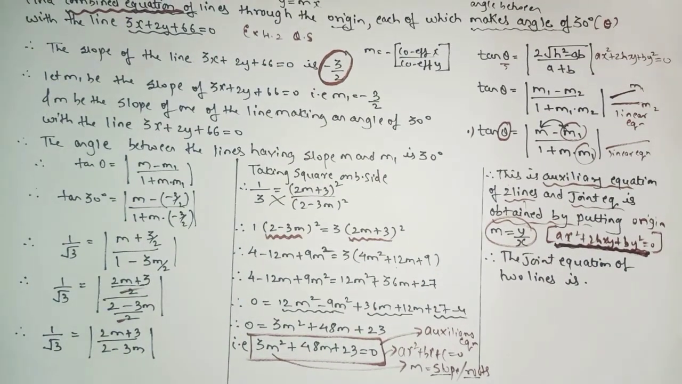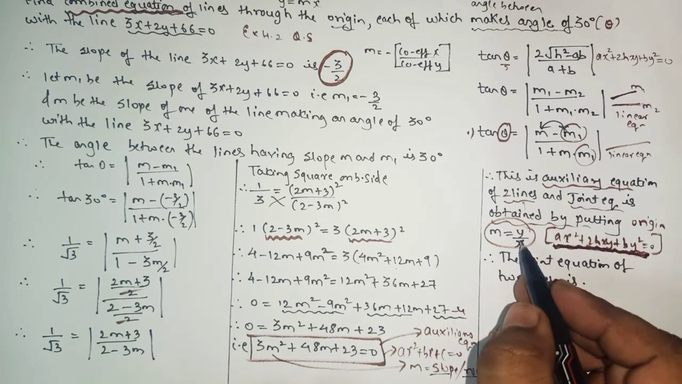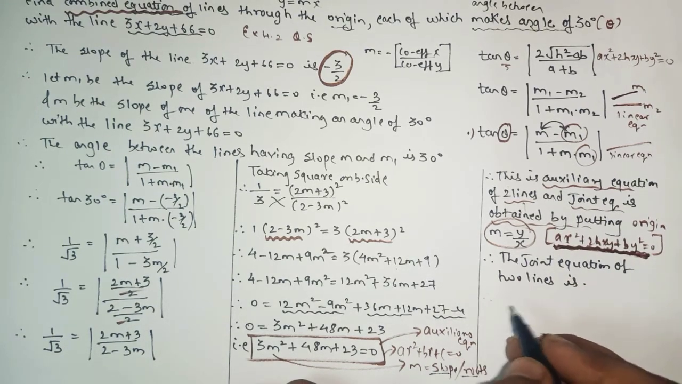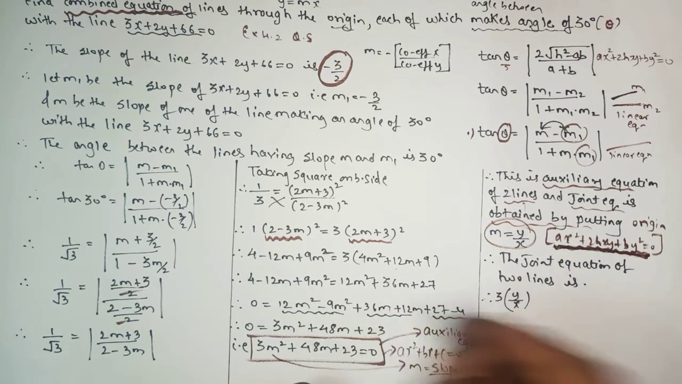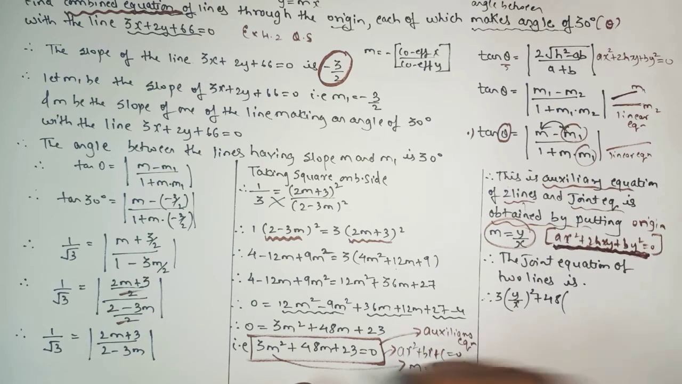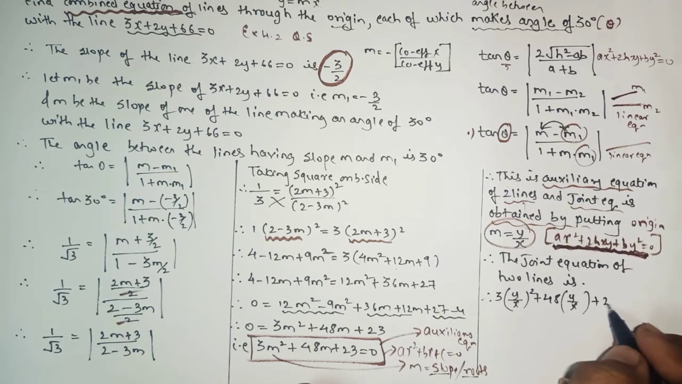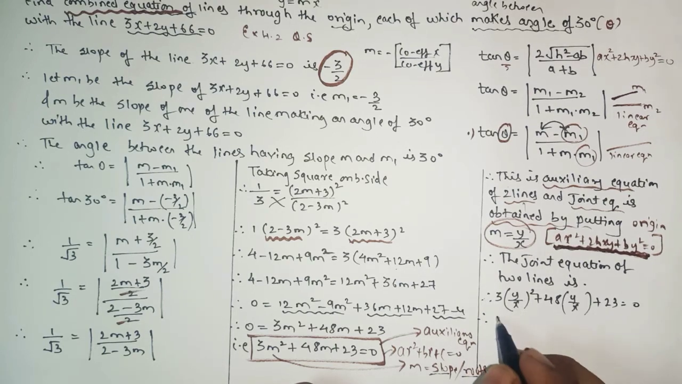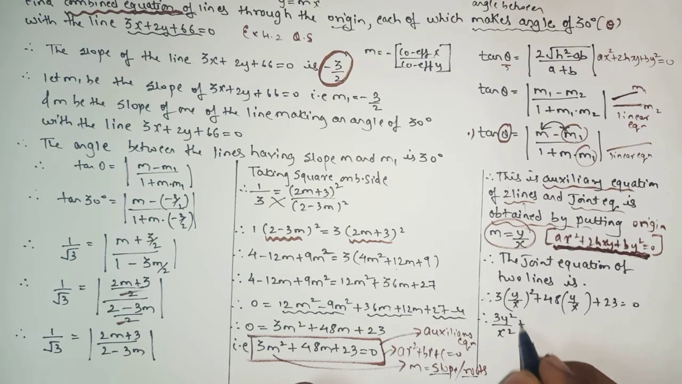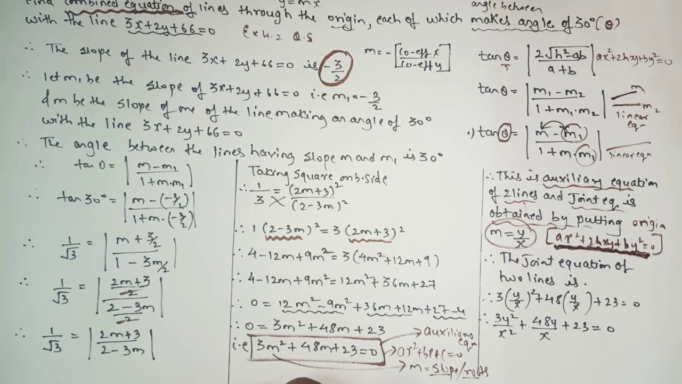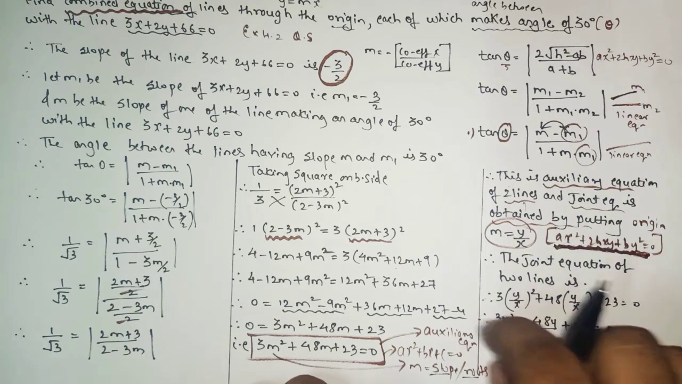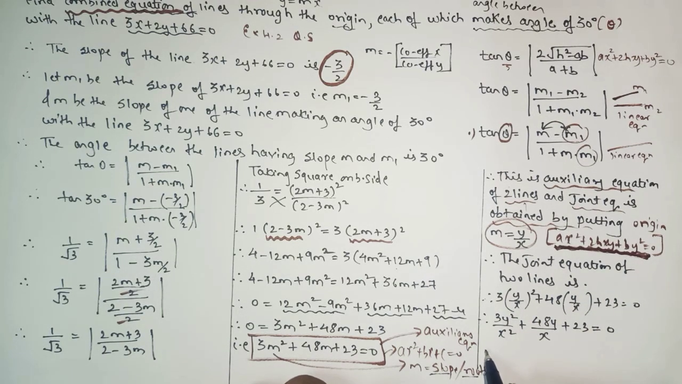So to find the required answer, simply what I will do, I will replace this m by y by x. So here we have 3 y square upon x square, plus 48 y upon x, plus 23 equals 0. So therefore we can write this as 3 y square upon x square plus 48 y upon x plus 23 equals 0, yes or no? Now we'll make the equation straight. Okay. So here we'll write what?